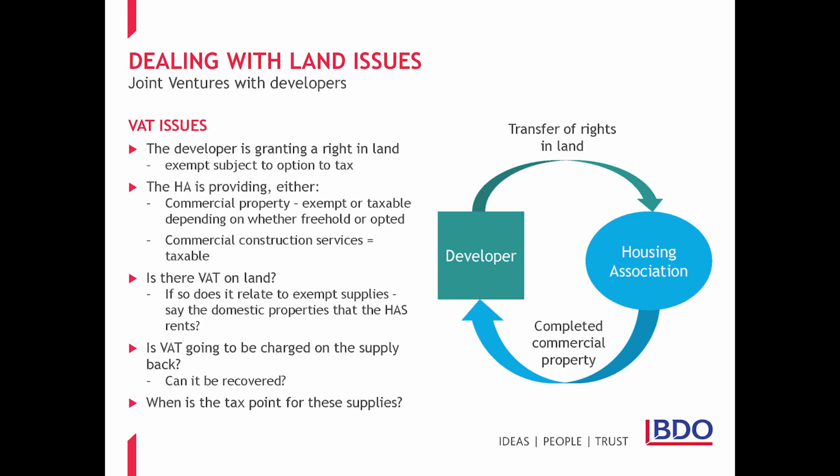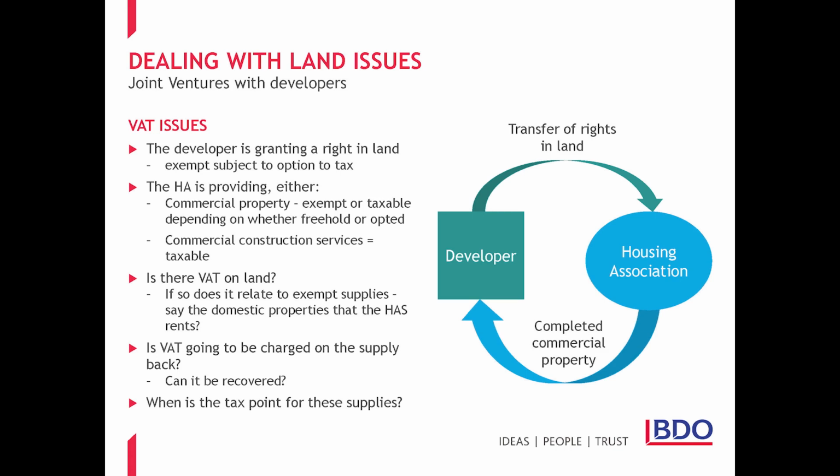Here is a very, very quick example. A developer is providing land to a provider of social housing. The registered provider of social housing is going to build some units for its own use, but it's also going to provide either construction services or a completed commercial building back to the developer. In that case, you have a transfer of land from the developer, and the first question that should leap to mind is: is there VAT on that land? And if so, what is the treatment in the housing association? Are you going to get a bad cost that you can't recover? And can you recover that? Are you going to have to charge VAT on the supply back?